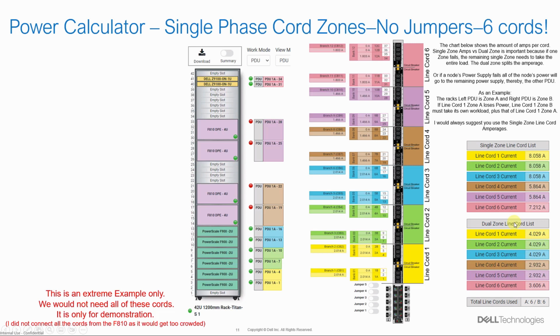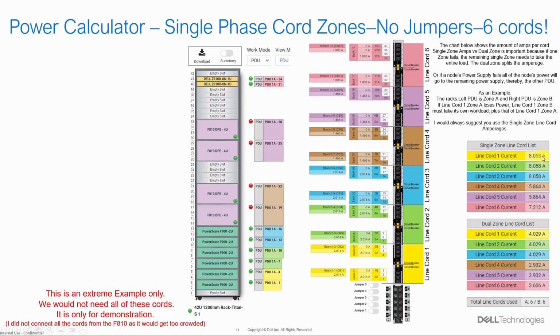Now, what if I lost the cord on the left side on the other PDU, or the breaker on the other PDU tripped, or both breakers would have to trip? What would happen? Potentially, this cord would pick up that whole workload if the other cord on the left side failed, and that would bring the single cord number up to 8 amps. So now we know that in a failure state, this line cord could potentially carry 8 amps.